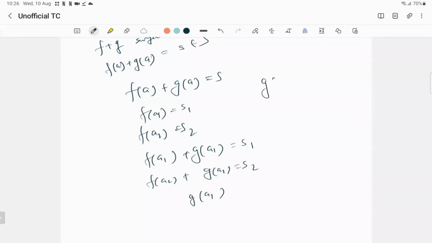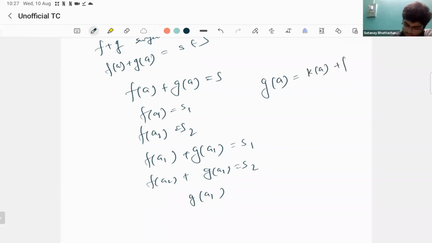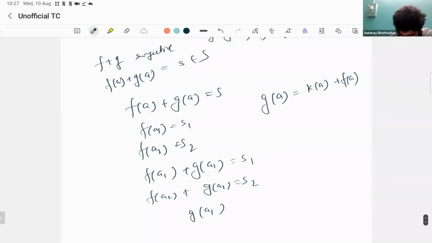Consider G of A to be some K of A plus F of A. It would imply that K of A is also surjective since F is not surjective. Wait, what now? Why? Because G is surjective, so we can make G take any values.